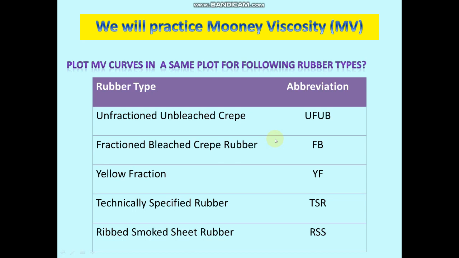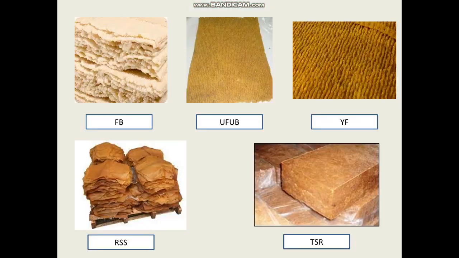Before answering this question, we will see some pictures of these rubbers. This one is fraction bleached crepe rubber. It is white in color. Here you can see unfractioned unbleached crepe rubber. It is yellow in color. This is the yellow fraction rubber. It is more dark yellow in color. It is a very hard rubber, so we will see some detailed descriptions of these rubbers later.